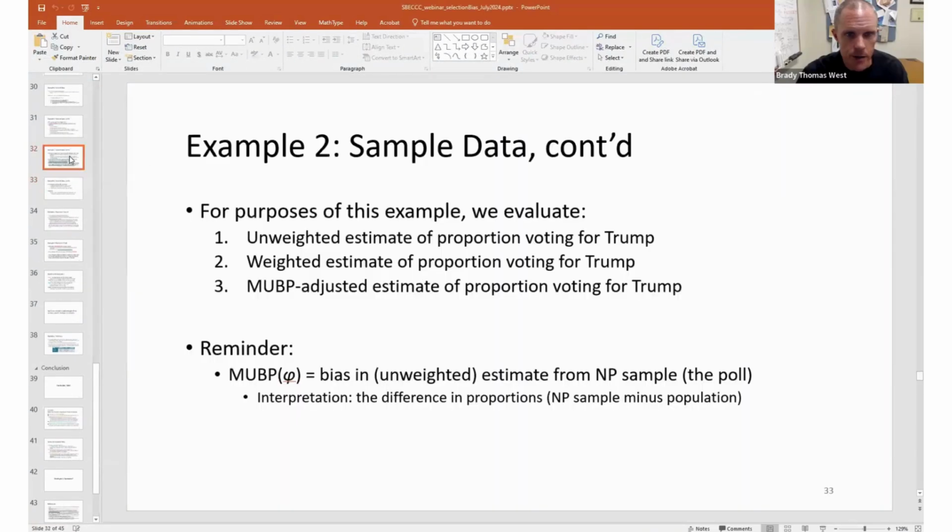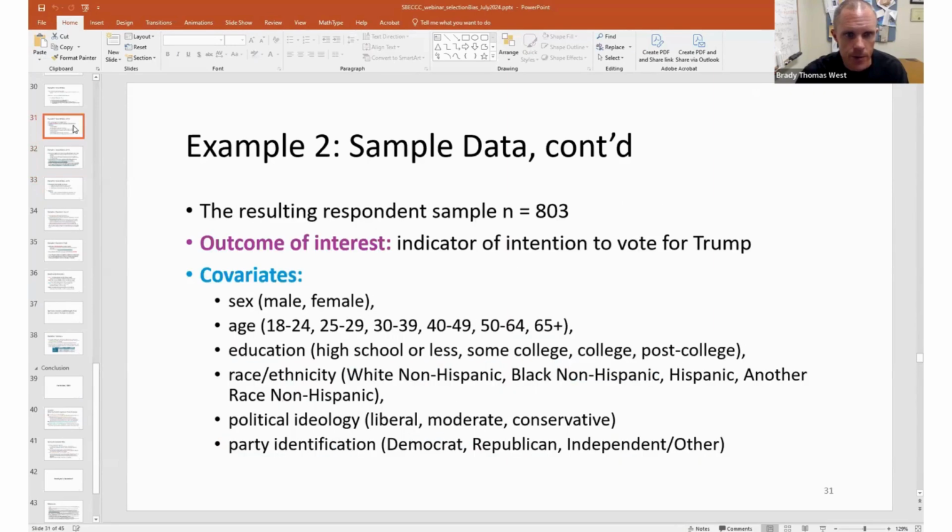Great question. I will bring those up here. All right, so in the polling example, our selected sample from the poll was about 803 likely voters. And these were all the covariates that we considered: sex, age, education, race, ethnicity, political ideology, and party identification. What made this proxy stronger than the proxy in the case of the HPS example was those last two, political ideology and party identification, strong predictors of whether or not you're going to vote for candidate Trump. So that made this proxy much stronger.